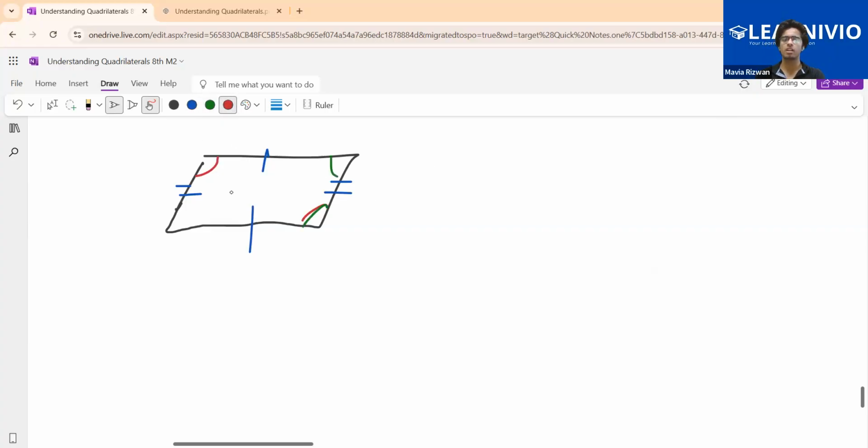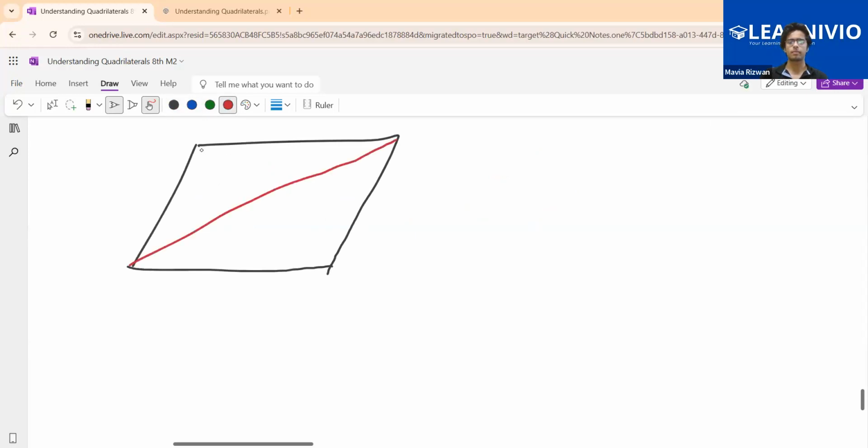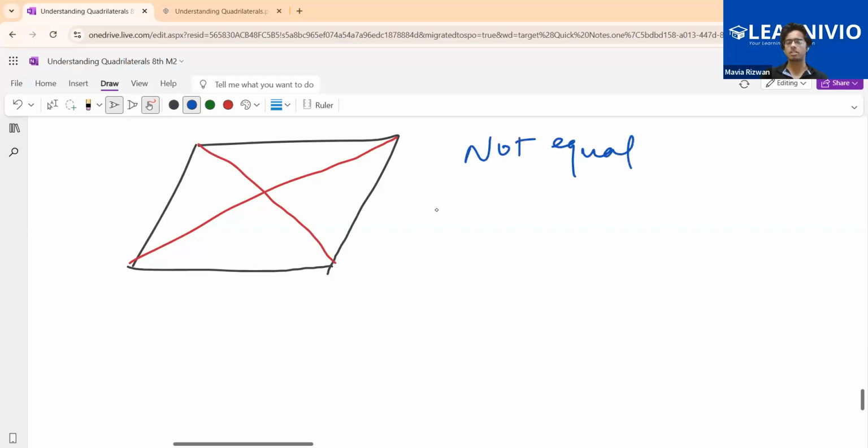So if I name this as angle 1, 2, and 3, angle 1 is equal to angle 2 because opposite angles are equal, and angle 2 plus angle 3 is equal to 180 because adjacent angles are supplementary. This we have studied in parallelograms. One more thing we have studied is the diagonals of a parallelogram. The diagonals of a parallelogram are not equal, but they are bisectors.